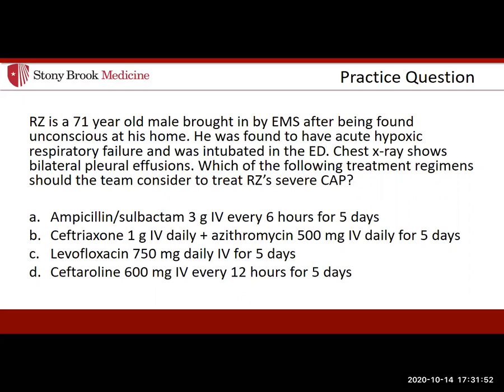And additionally, this is the same issue with D. There is no macrolide on board. So B is the most appropriate choice to treat this patient.